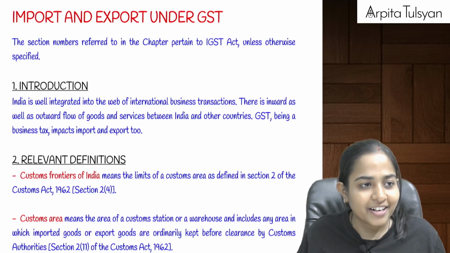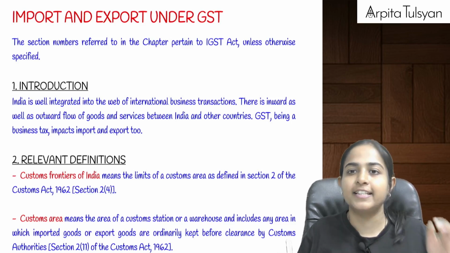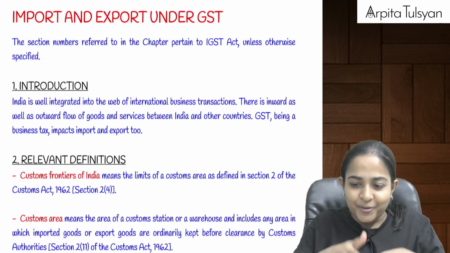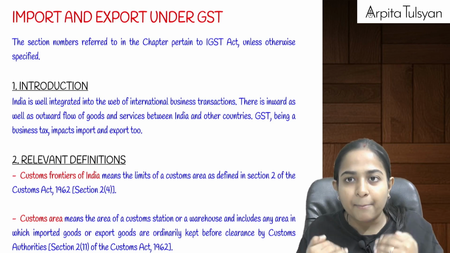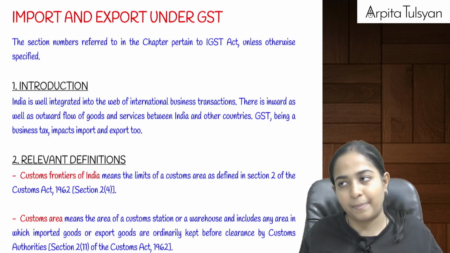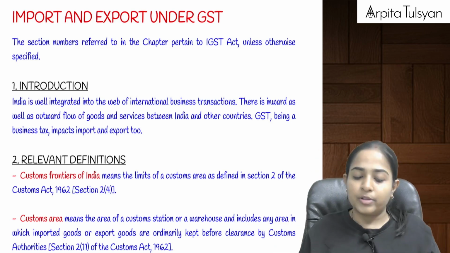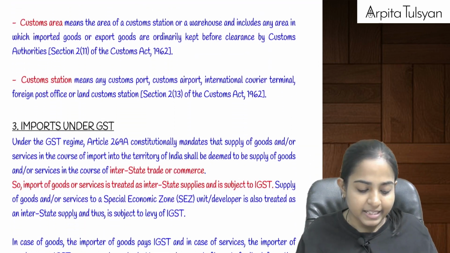Okay, so let's start with a super quick revision of this chapter, that is import and export under GST. We will study import and export under customs also, but before that, let's do it for GST, everyone. Now, since we are talking about import and export, we know that such transactions are considered as interstate supply on the basis of our past studies. So that's why whatever section numbers are going to come in the chapter, that pertains to the IGST Act.